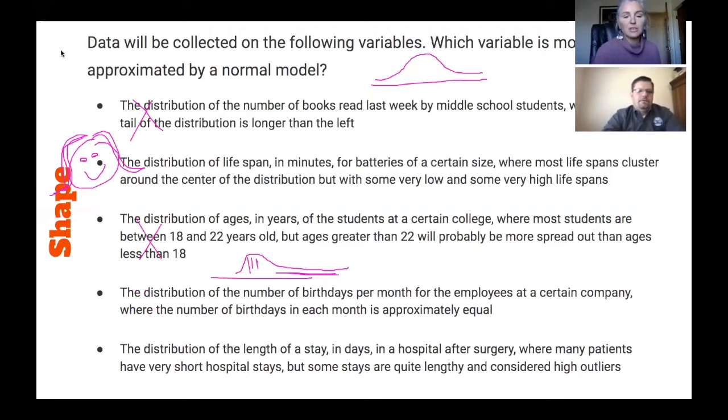All right. The distribution of the number of birthdays per month for the employees at a certain company, where the number of birthdays in each month is approximately equal. So that means the graph would look like this. Every month is the same, so there's no bell. Here's the months, and it would just look like a straight line pretty much.